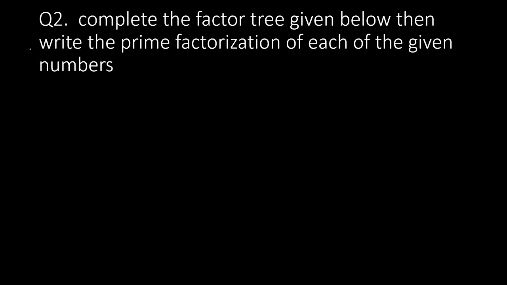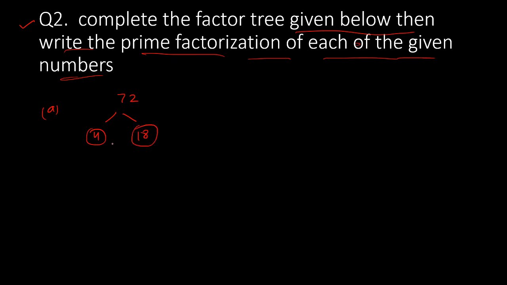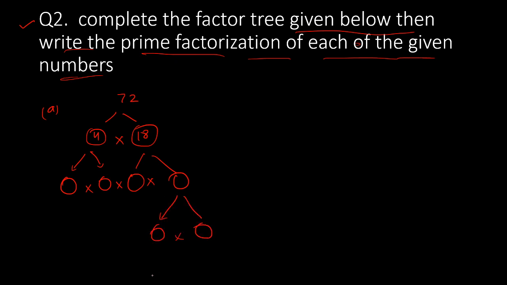The next question, question number 2, says complete the factor tree given below. Complete the factor tree given below, then write the prime factorization of each of the following numbers. So in the A part, 72 is given, and then 4, and here 18 is there. Then there is a blank, and then there is also a blank and you have to fill it. Okay, so I'm going to fill it.